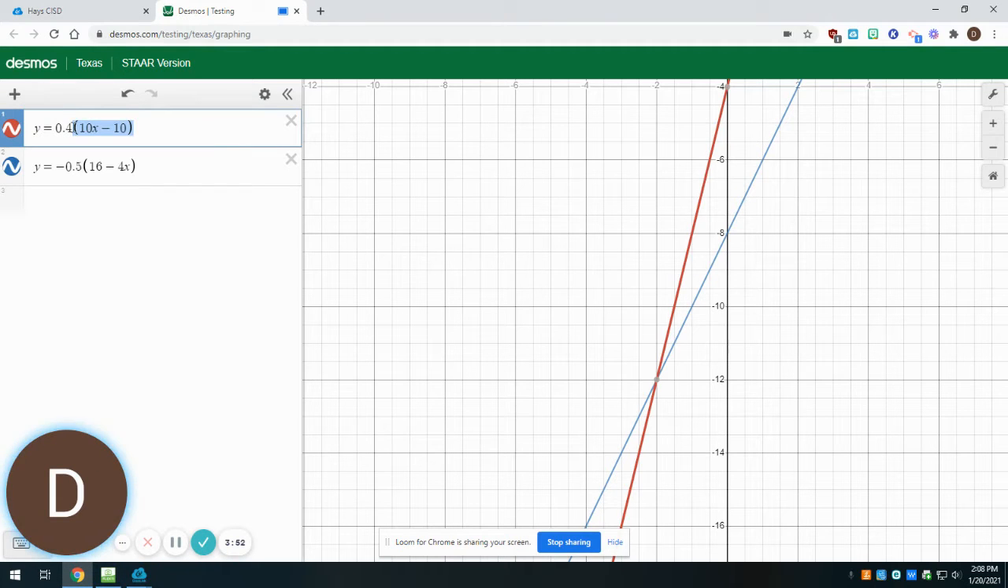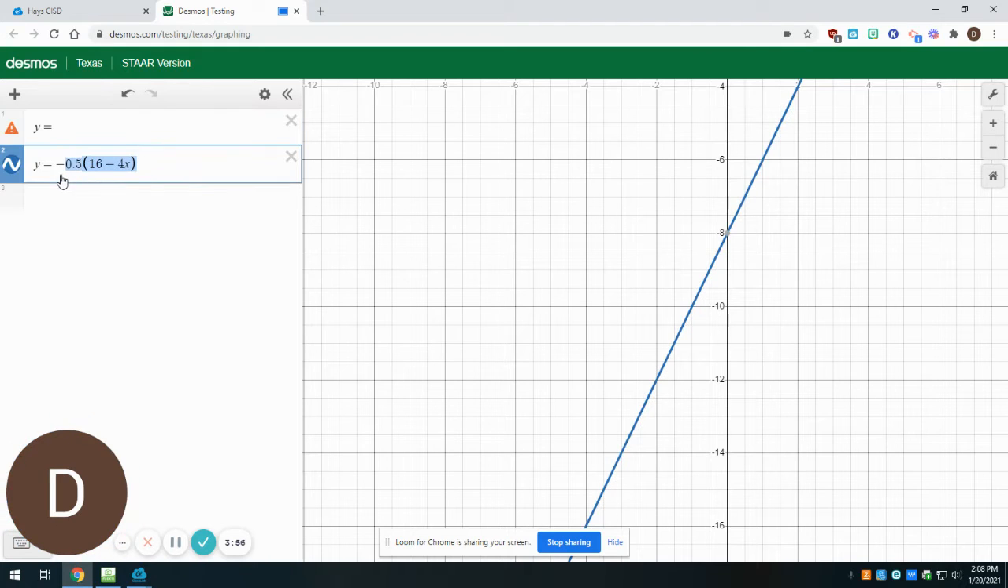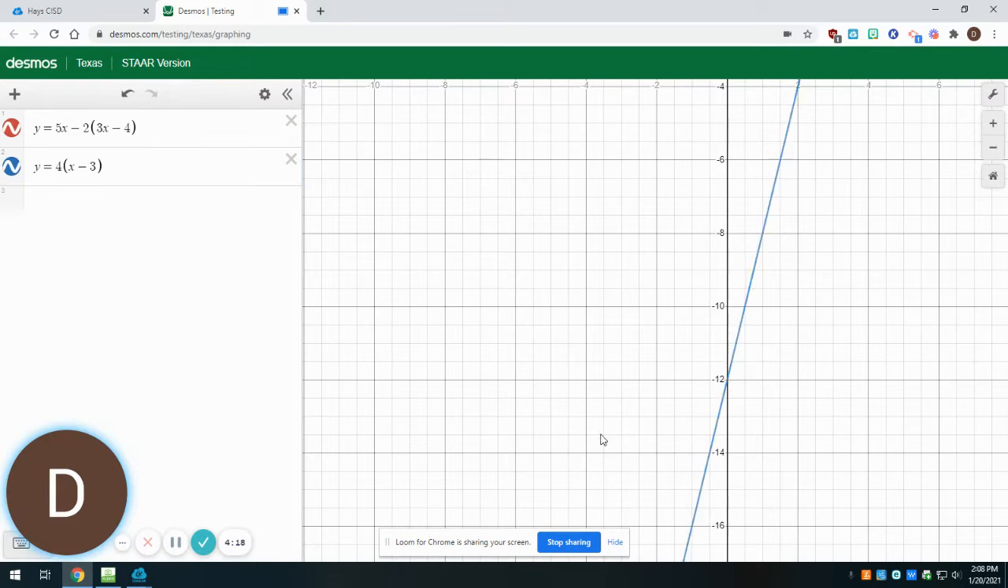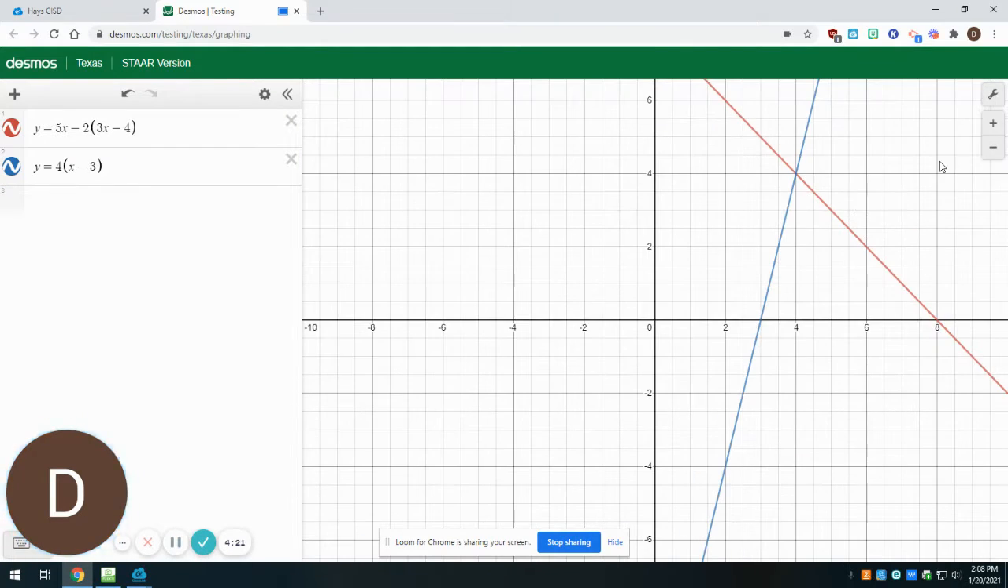And then when you come over here to Desmos, if I just clear out what I had from the previous problem, so I don't get confused, I'm going to take all of it out, okay, and then start again, but starting with y equals. So y equals 5x minus 2 parentheses 3x minus 4, so exactly what I see on the left. And then my second equation is exactly what I have on the right.